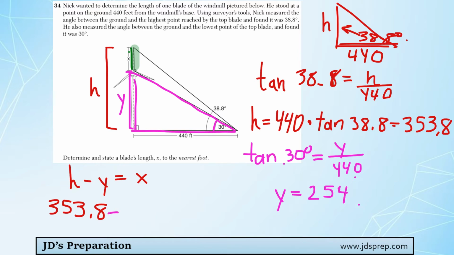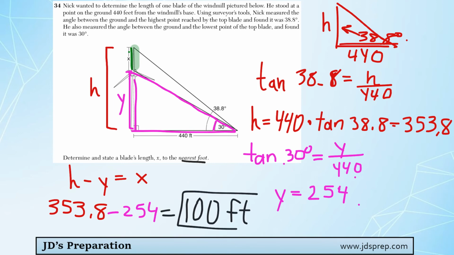All right, now to find our answer, we're going to take that h value, 353.8, subtract 254, and that's going to give us our answer of, oh, look at that, 100, when we round it to the nearest foot. So 100 feet is our answer.